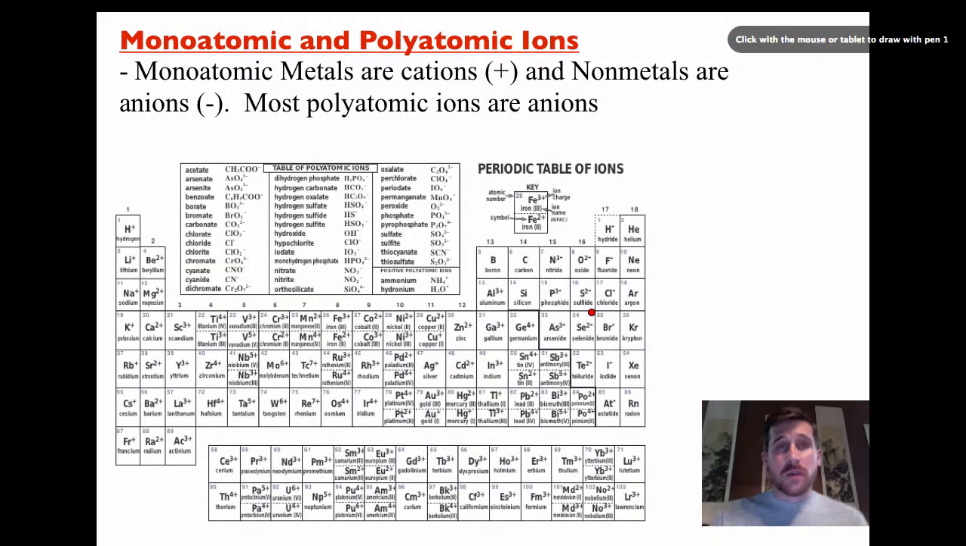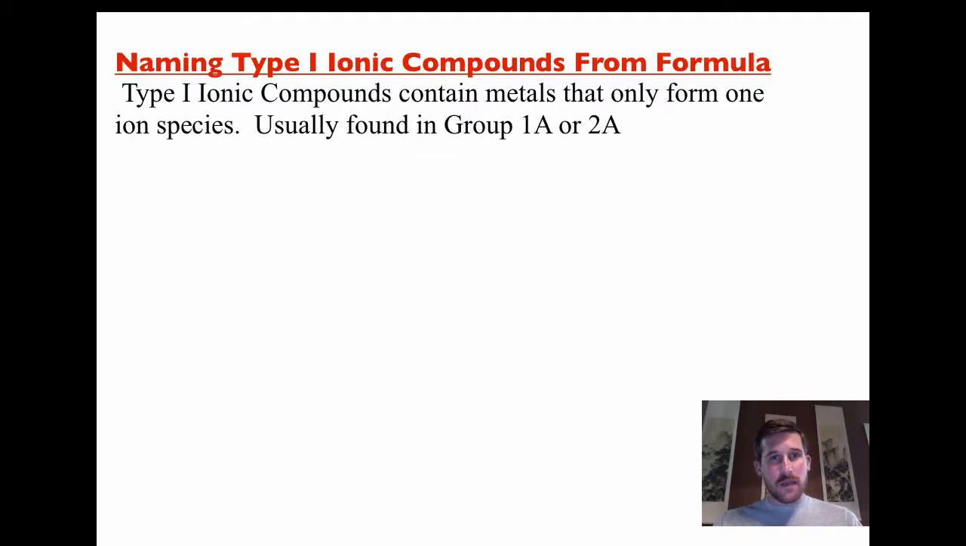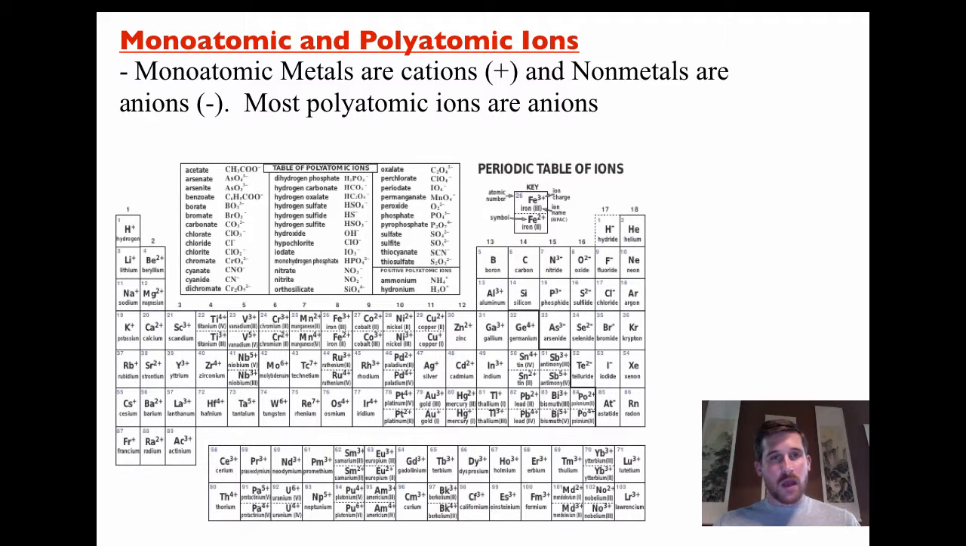Let's talk quickly about types of ions for ionic compounds. There's going to be monoatomic, mono meaning one atom with a charge, and then there's going to be polyatomic, multiple atoms together that have an overall charge. So monoatomic metals are going to be metals again. Metals are on which side of the periodic table? The left, right? So they're over here: group 1A, group 2A, and the transition metals.